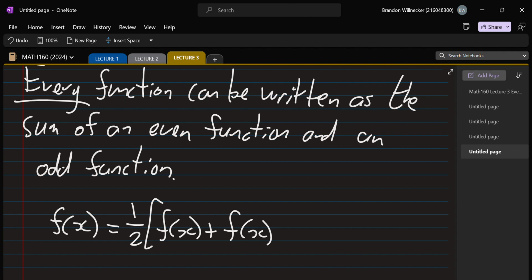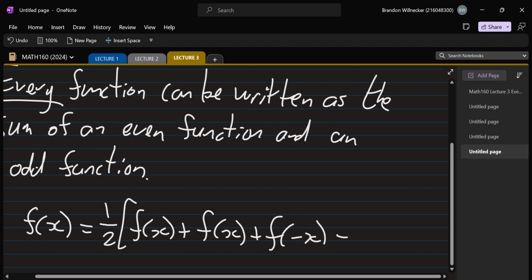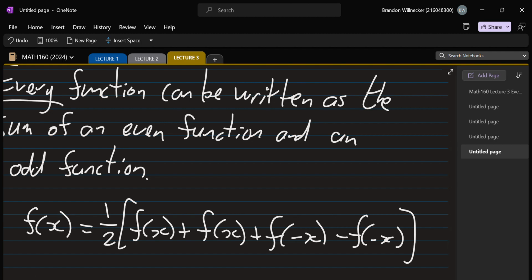Now I'm going to add 0, but I'm going to add it in a particular way. I'm going to add f of minus x, and then I'm going to subtract f of minus x. So if I add something and then immediately subtract it, I haven't really added anything at all. So my original statement about 2f of x over 2 giving f of x stands. That's just 0. It's a complicated way of writing 0, but it's still 0.